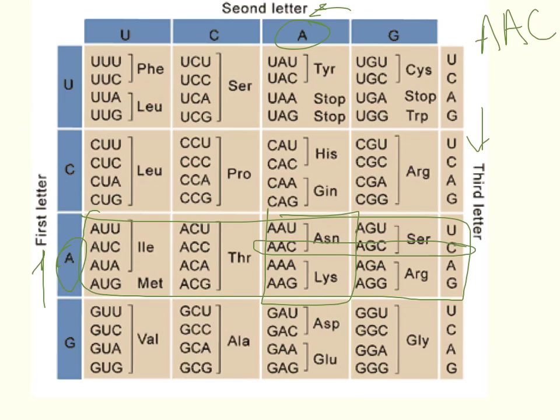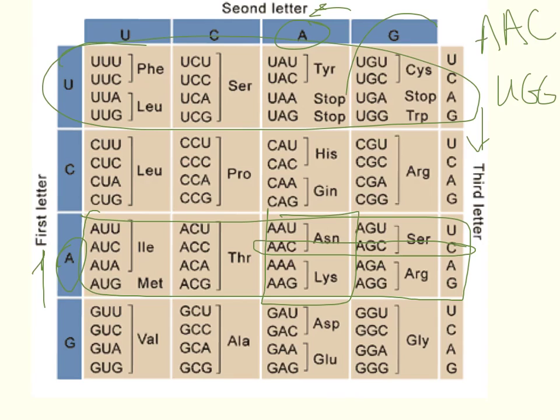So AAC is asparagine. Now, what is UGG? You say, okay, it's got to be in the U column, in the G column there, and the third letter is G, so it's UGG. And UGG is tryptophan. Sometimes they're not labeled exactly this way. It's labeled other ways, but it's the same process every single time. You start on the left side, you go to the top and the right. It's always labeled that way.